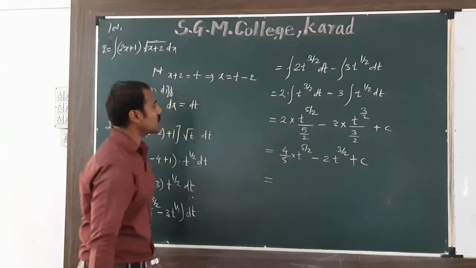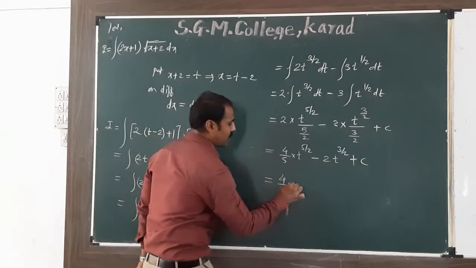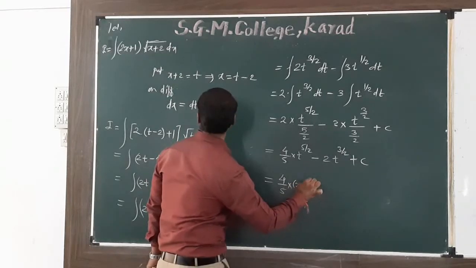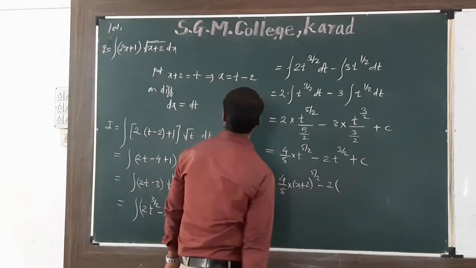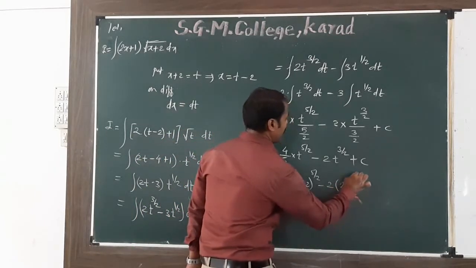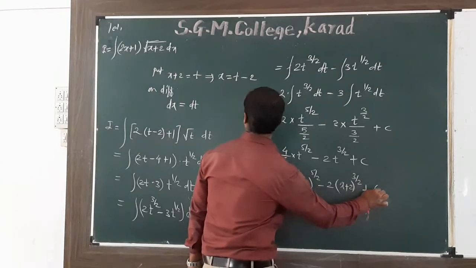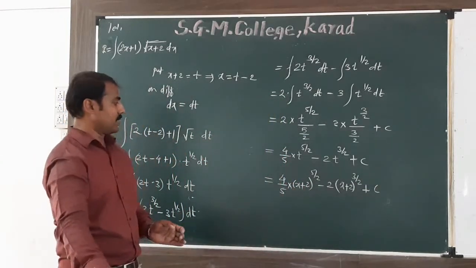Now resubstitute the value of t as x plus 2. So the final answer is 4 divided by 5 into x plus 2 bracket raised to 5/2, minus 2 into x plus 2 bracket raised to 3/2, plus c, which is the final answer of the given integration.